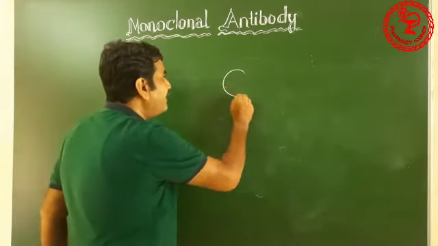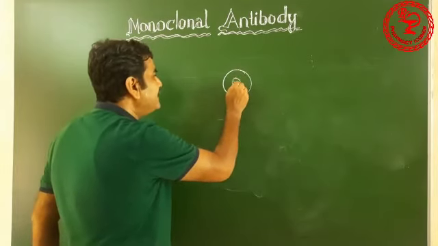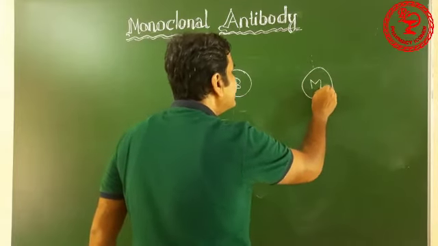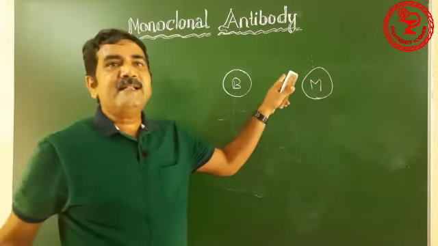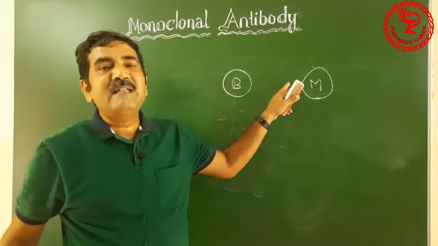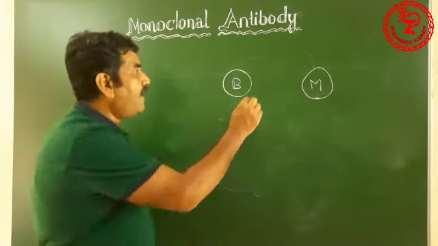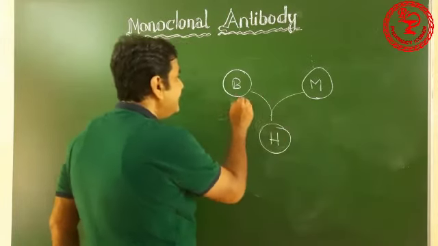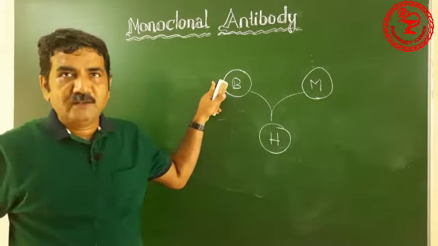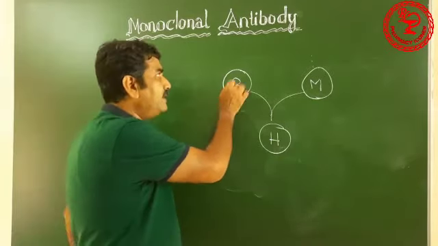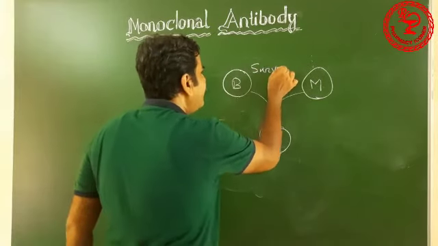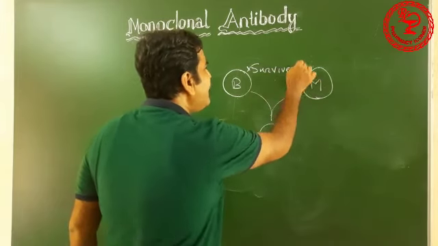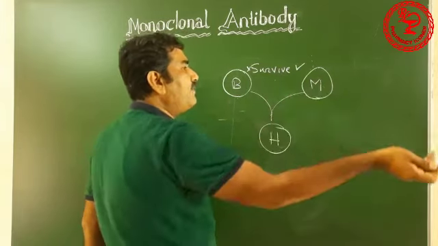The specific proliferated B cells are hybridized with myeloma cells. Myeloma cells means some cancerous B lymphocytes. When they are fused together, they produce a hybrid cell. These B cells cannot survive for long, but can produce antibody. Myeloma cells can survive. They are immortal.